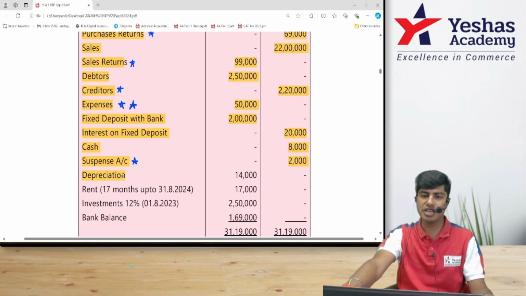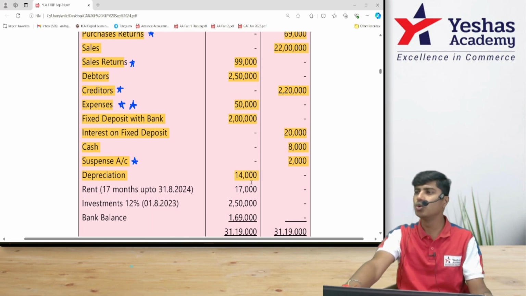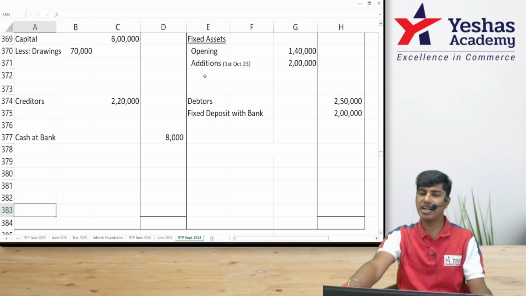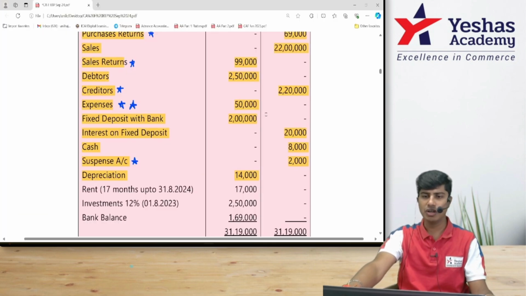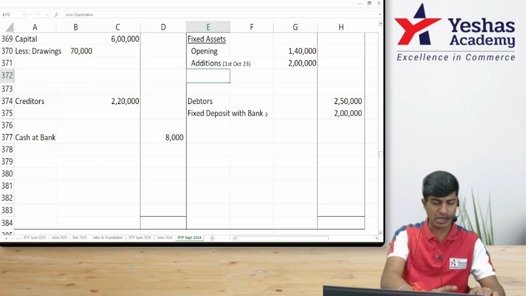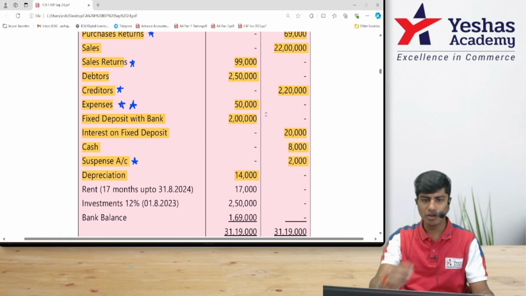Then I have depreciation of 14,000. So the good part is they've told depreciation. They have not given any depreciation percentage. So you don't have to compute depreciation. Straight away from fixed asset addition. Shall I deduct depreciation? Very good. Okay, let me write here less depreciation. How much is it?